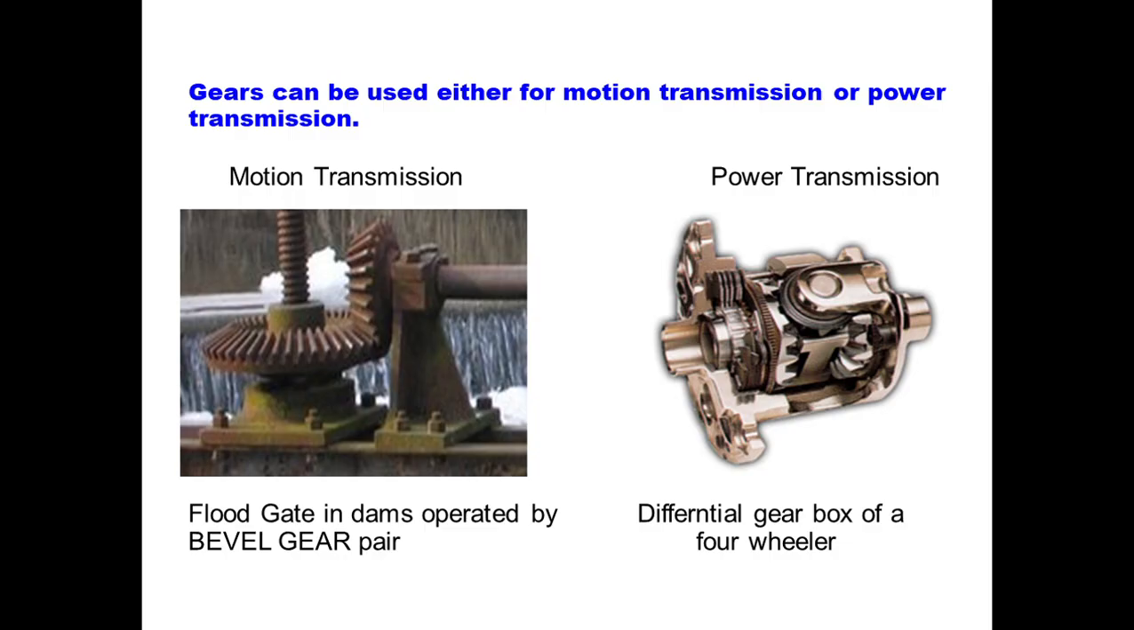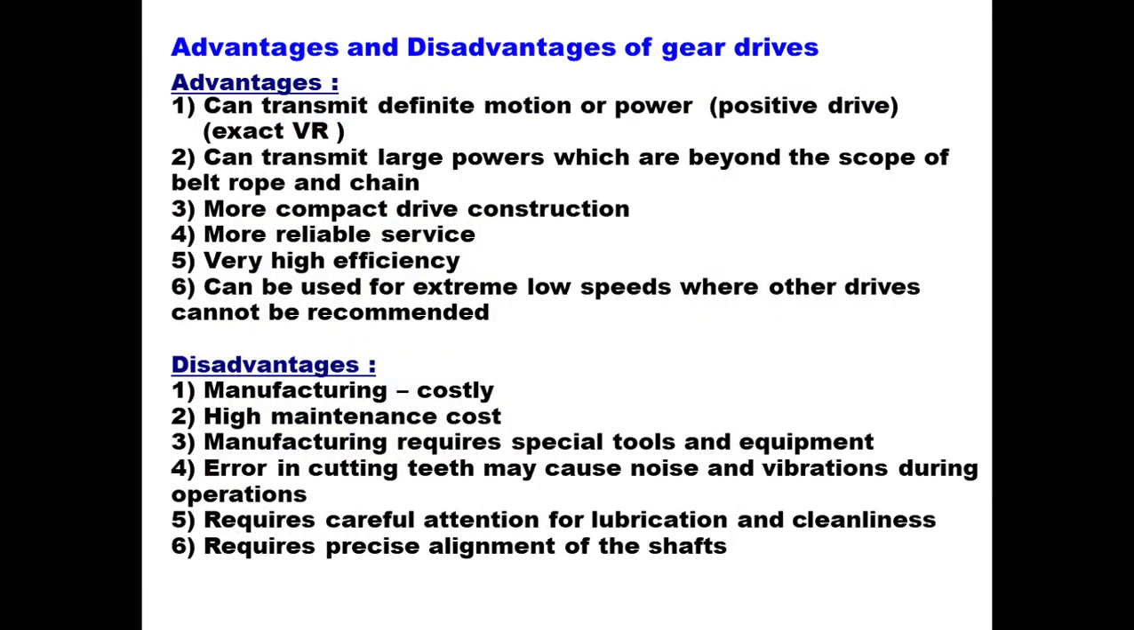Now when we speak about motion transmission, here you have the floodgates in dams operated by bevel gear. So this type of construction is nothing but a bevel gear. When we speak about power transmission, this is the differential gearbox of a four-wheeler. If you have opened your car's bonnet from the front, you must have seen this type of construction. Okay. Now advantages and disadvantages of gear drive.